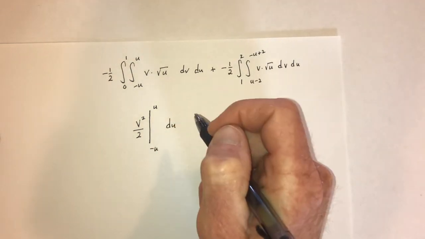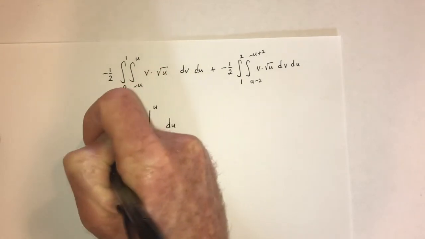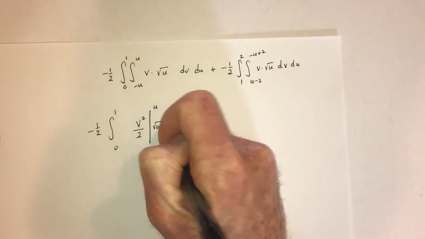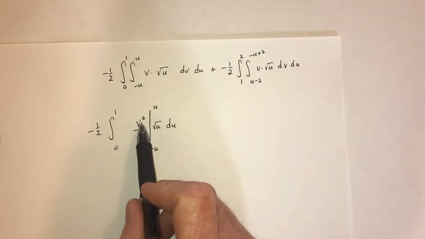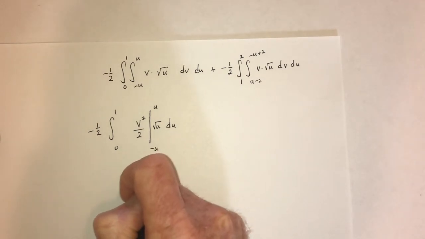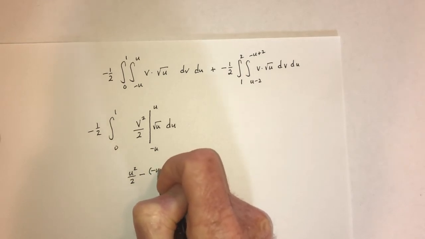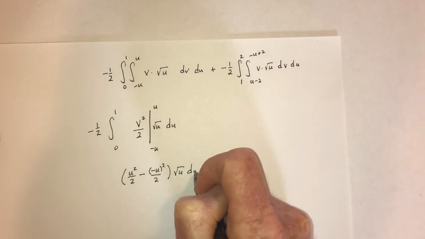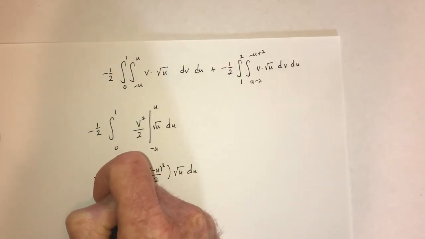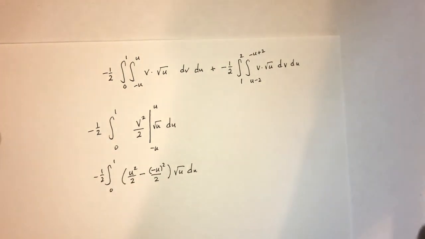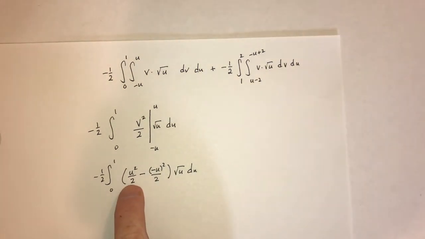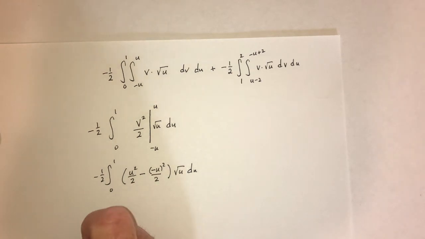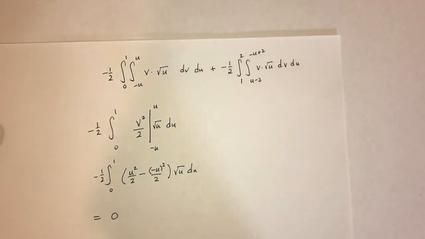And then later there would be du, and then that would be integrated from 0 to 1, and the negative 1/2 is factored out. Oh, I forgot to write down my square root of u also. So substituting the u in here, that's going to be u squared over 2, and then minus negative u squared over 2, and then it's still times the square root of u du, and then it's integral from 0 to 1 and negative 1/2. And then that is u squared over 2. Once you square that, it's also u squared over 2. Since you're subtracting them, this equals 0. Oh, that didn't take as long as I thought.